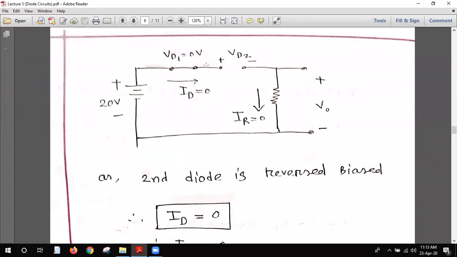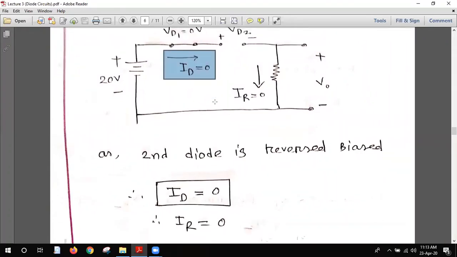Now you can see that this is a short circuit and this is totally open. As this is an open circuit, current will not flow through the resistance. How can the current pass this open space? It cannot pass. As the second diode is reverse biased, the current ID equals 0. There will be no current. As ID equals 0, IR will also be 0, because there will be no current in the resistance.